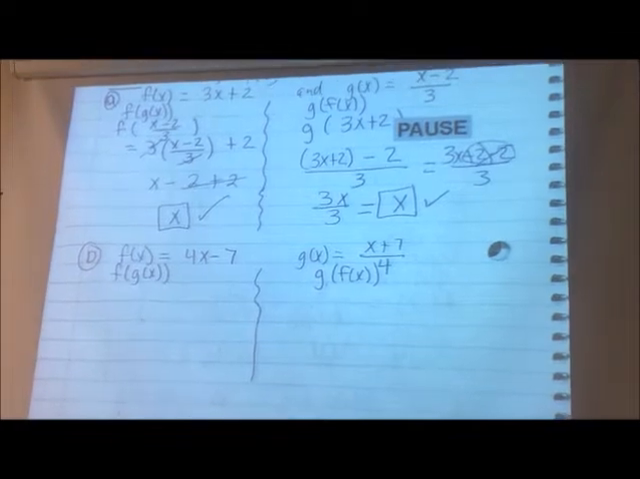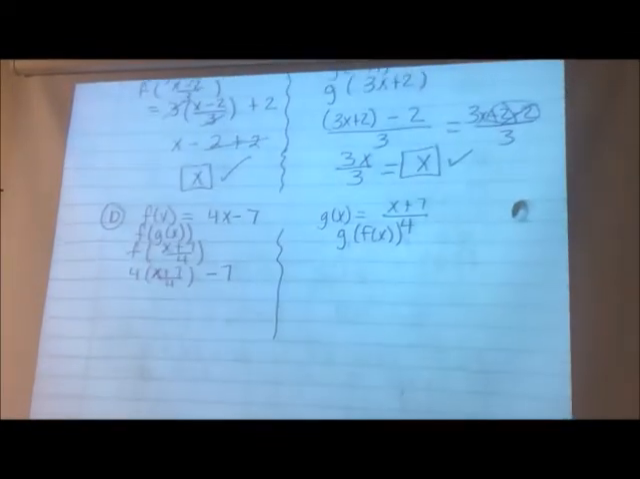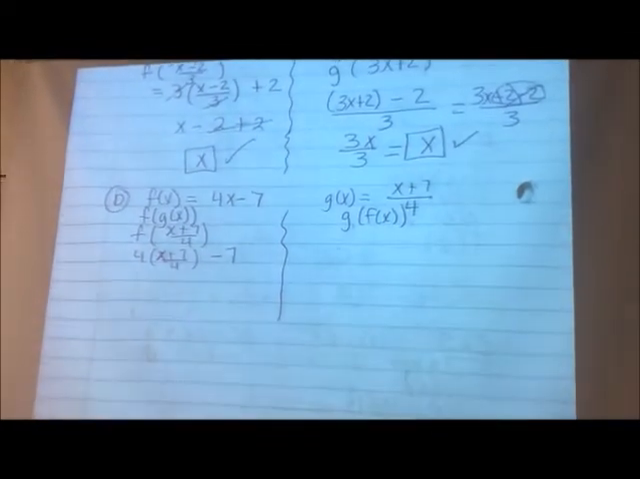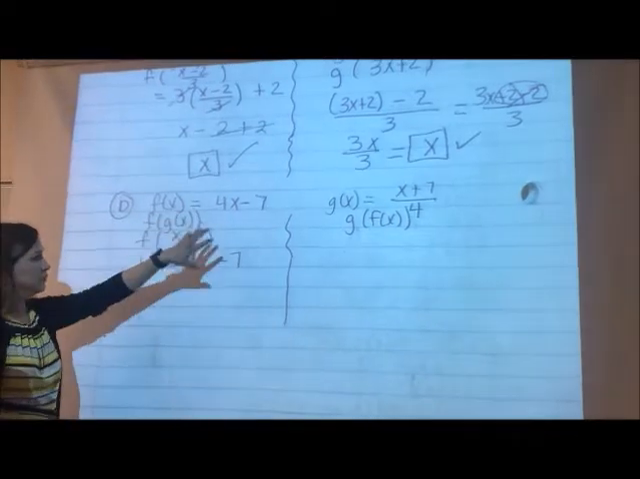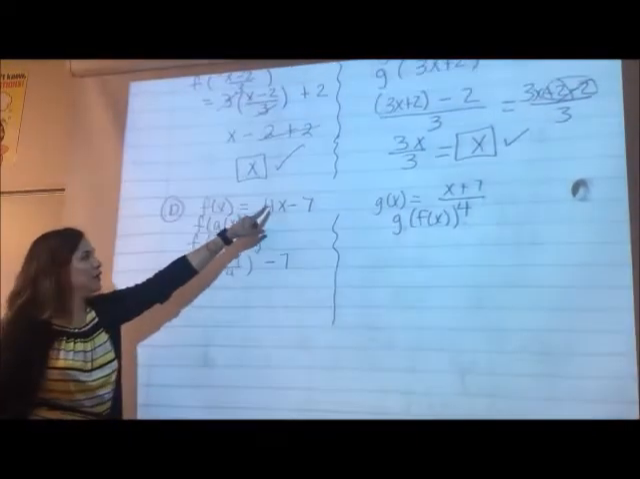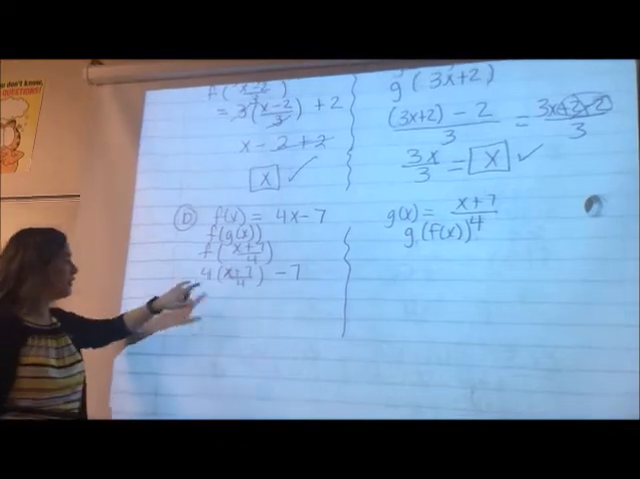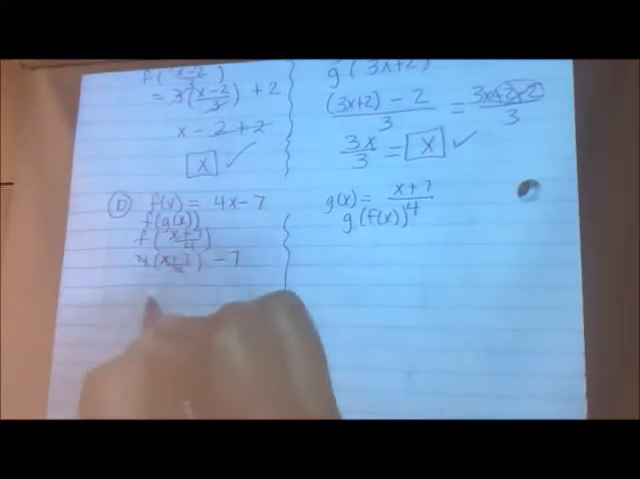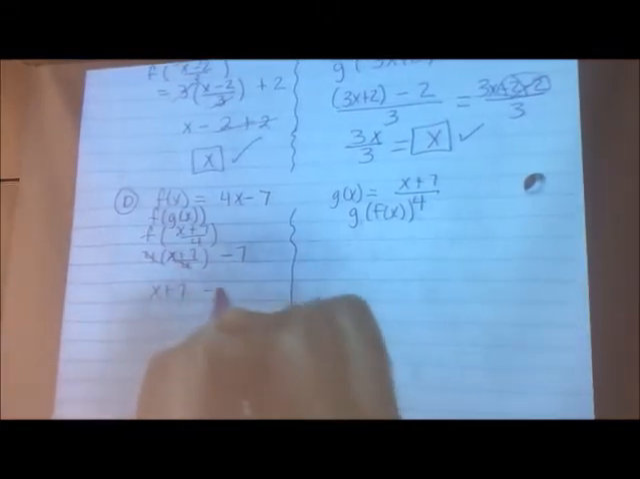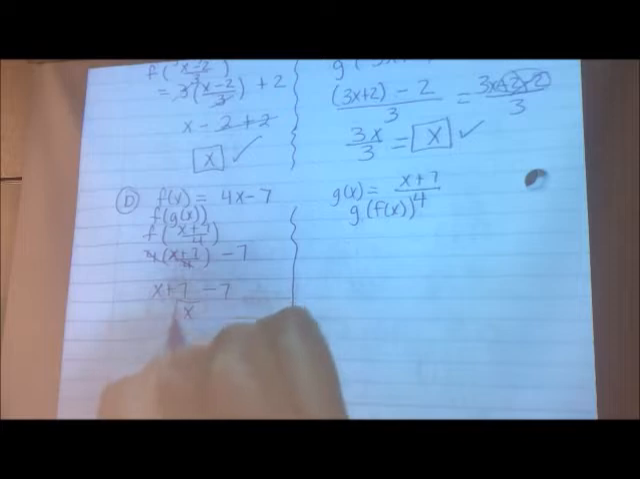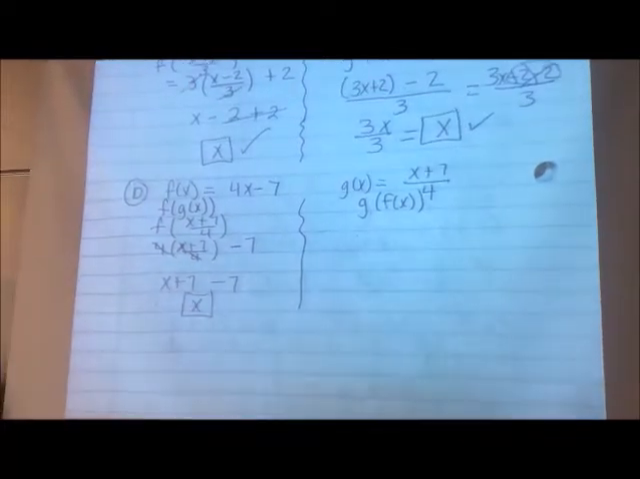Okay, let's go ahead and get started. I already substituted the g of x into the function. We plug it into every x. What happens to your 4's? They cancel, they cross out. So then we have x plus 7 minus 7, which becomes x. So we're done there.